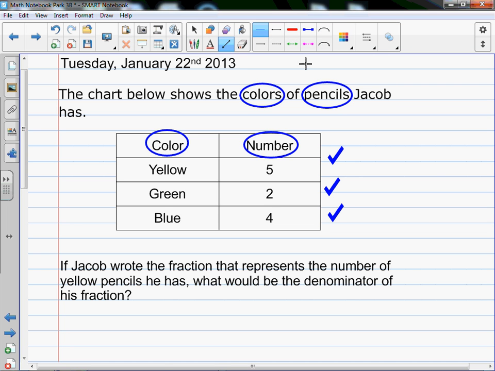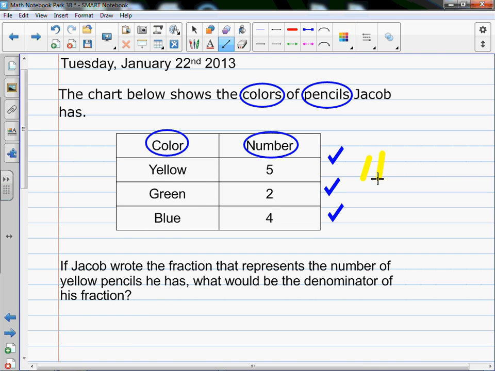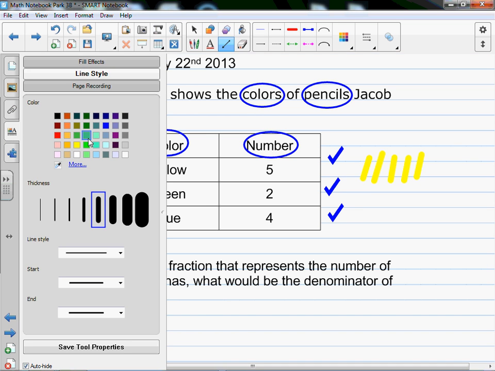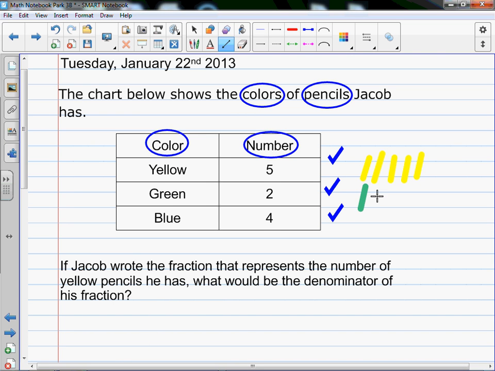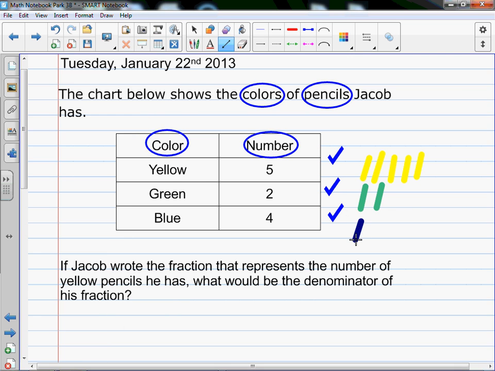We have 5 yellow pencils. So let's go ahead and draw 5 yellow pencils. 1, 2, 3, 4, 5. Now let's go ahead and draw 2 green pencils. 1, 2, and then 4 blue pencils. 1, 2, 3, 4. Okay, so we got 5 yellow, 2 green, 4 blue. And in a minute you'll see why I drew them.